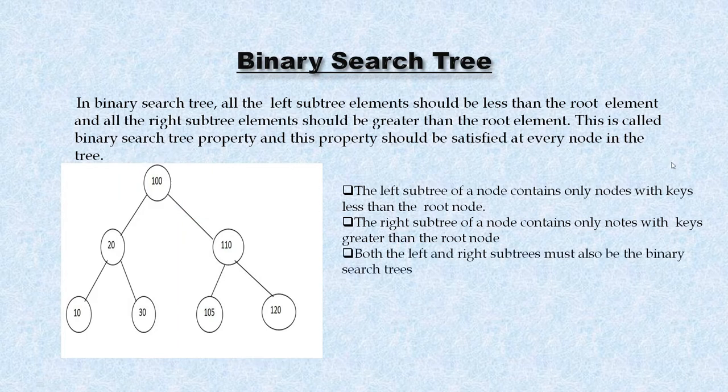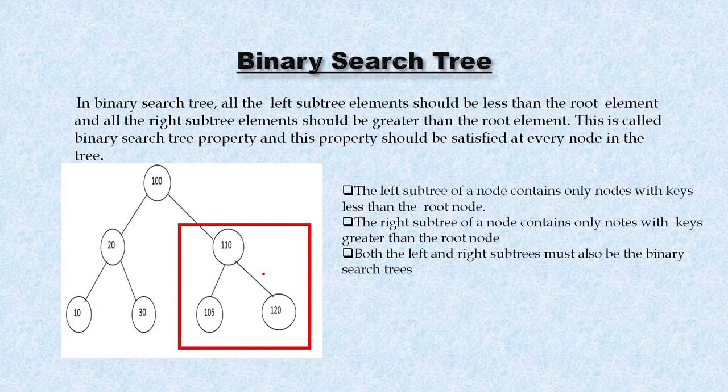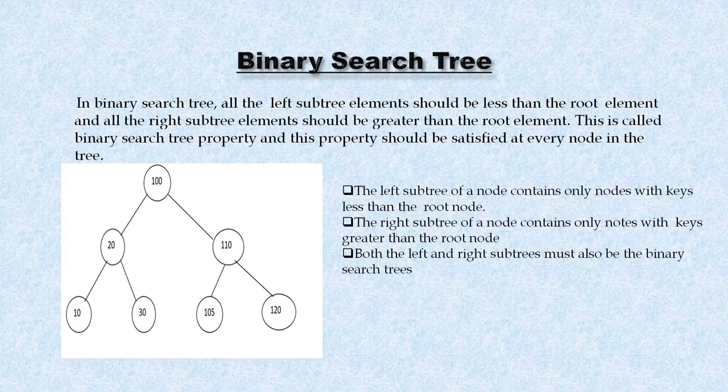Both the left and right subtrees must also be binary search trees. If you look at the right subtree, this is also a binary tree. The left node is less than the root node of this subtree, and the right node is greater than the root node. This concept applies to the left as well as the right subtree.